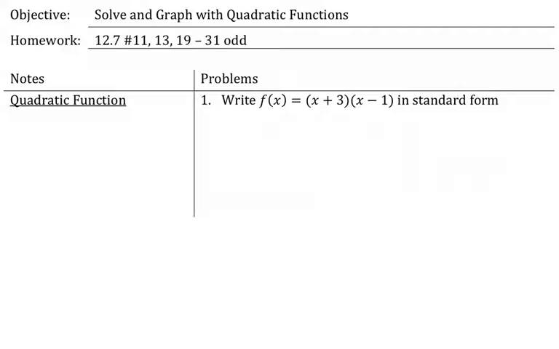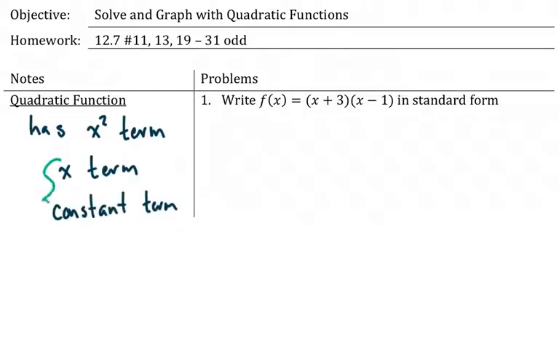So let's get started. As we would normally start here, if I say the objective is to solve and graph with quadratic functions, we're going to want to start off by defining what that word quadratic means. A quadratic function has to have an x squared term, meaning that it's going to have, maybe 10x squared or negative 2x squared. Has to have this, and it may have an x term and a constant term. As I said, these two are optional, so either the x term or the constant term may equal 0.